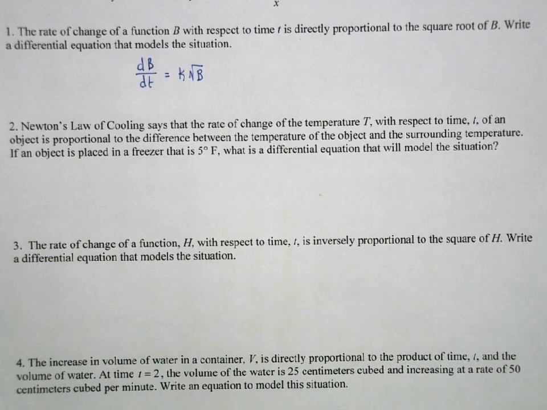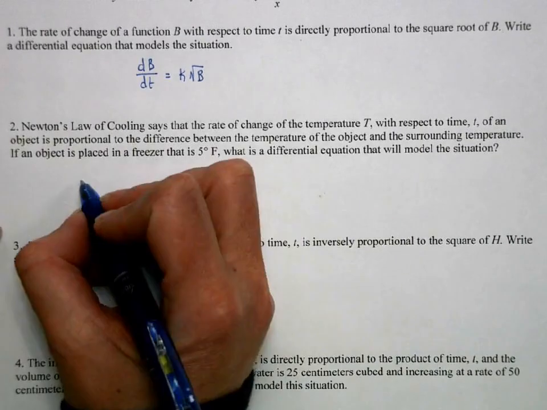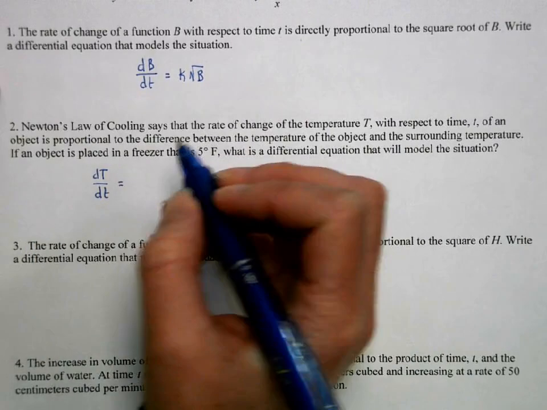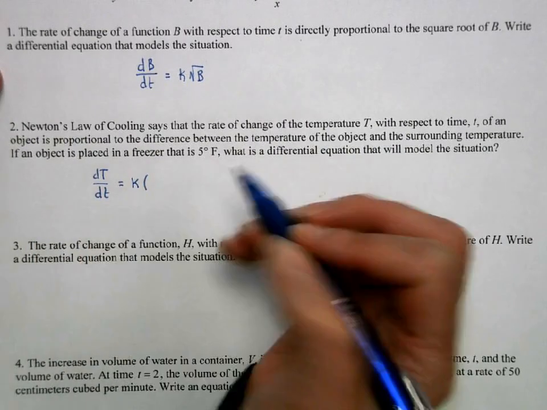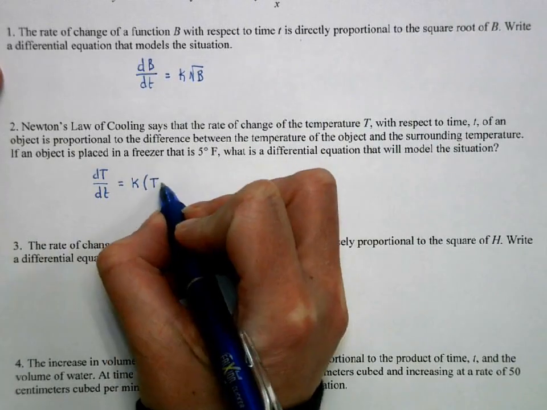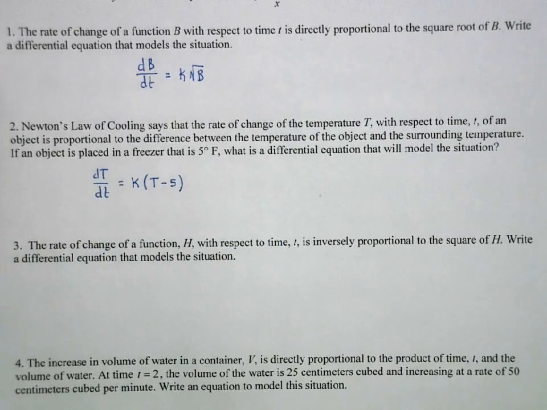Newton's law of cooling says that the rate of change of temperature T with respect to time little t of an object is proportional to the difference between the temperature of the object and the surrounding temperature. If an object is placed in a freezer that is 5 degrees, what is a differential equation that will model this situation? So dT dt is going to equal k times the difference between the temperature and the surrounding temperature. So that's going to be T minus 5.